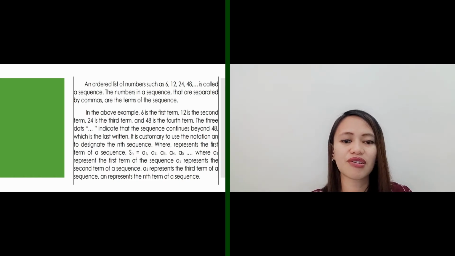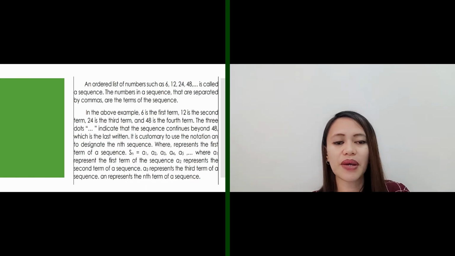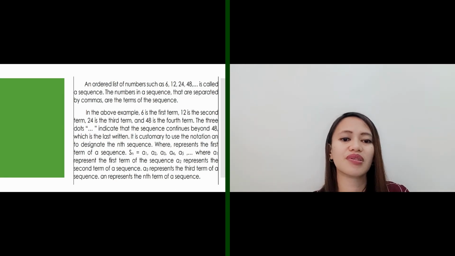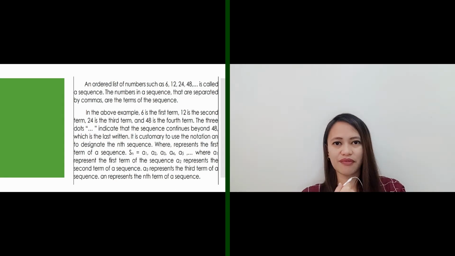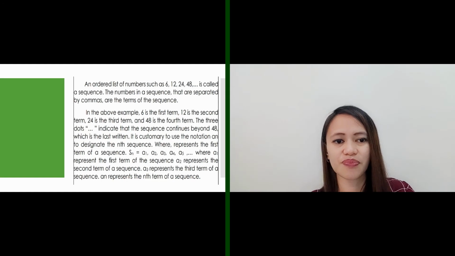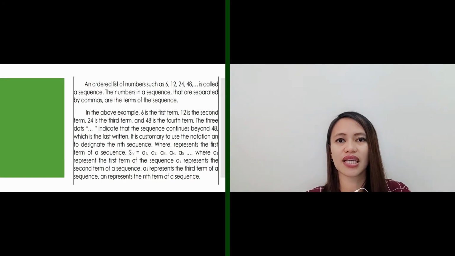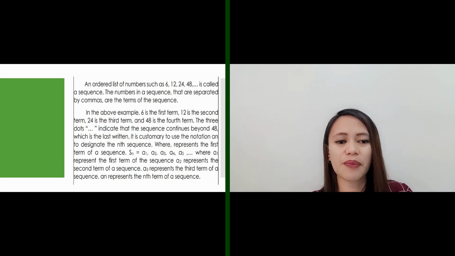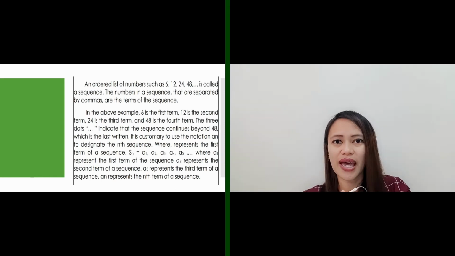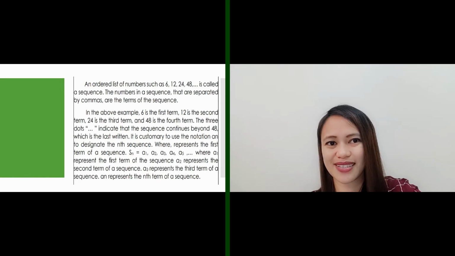Where a represents the terms of a sequence, so you have a sub n is equal to a sub 1, a sub 2, a sub 3, a sub 4, and a sub 5, and so on and so forth. Wherein a sub 1 is your first term, a sub 2 represents your second term, a sub 3 represents the third term of a sequence. So a sub n represents the nth term of the sequence.